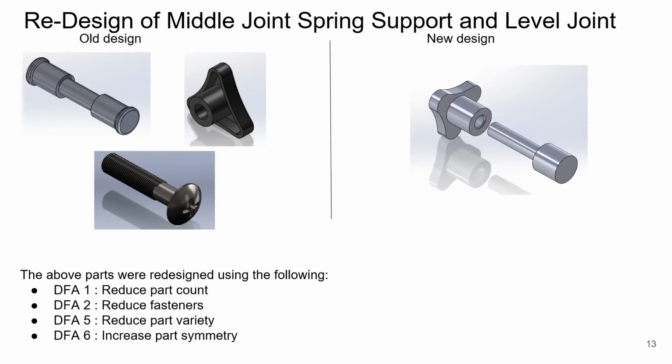Here we redesigned the middle joint spring support by converting it into a push fit, thereby consolidating three parts, namely the middle joint support, the level joint, as well as a truss head screw into two different parts using the principles of DFA 1, DFA 2, DFA 5, and DFA 6.